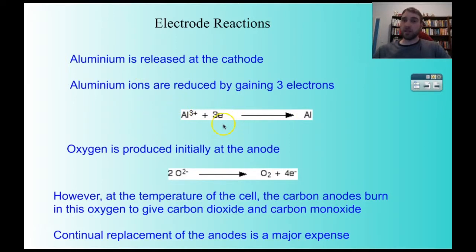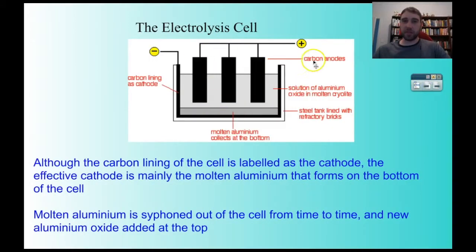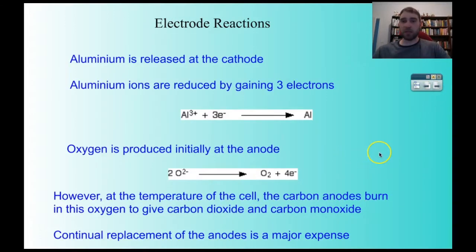The aluminium ions are being reduced to aluminium, and oxygen is being produced at the anode, but this is kind of an intermediate. What's really happening is this oxygen is produced, and it's really high temperatures because you're melting a salt. Because you're doing that, that oxygen then reacts with the carbon that makes up the anodes that we saw here. So here are the carbon anodes. It reacts with those and they burn away. So you produce carbon dioxide and carbon monoxide. And replacing those anodes regularly is a bit expensive.